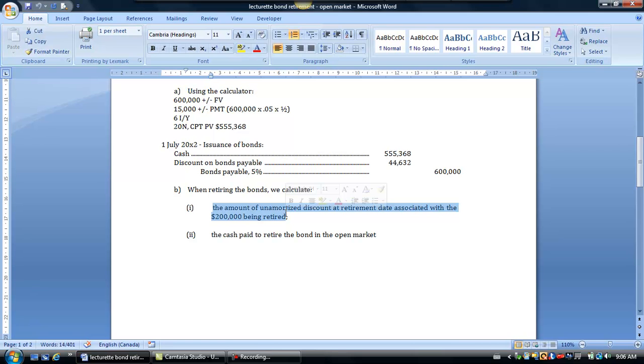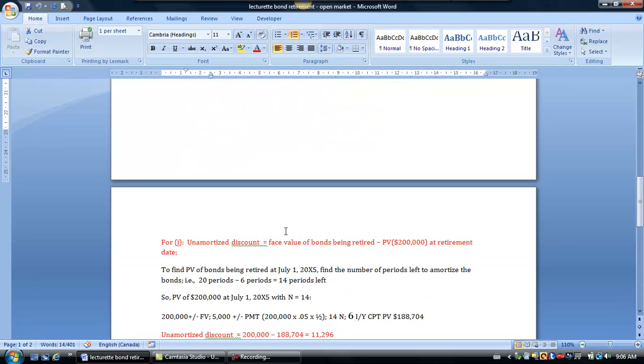And then I have to record the amount that I'm going to credit cash by. As a result, when I calculate those three things, I'm going to have a gain or a loss on the bond retirement, and I calculate that by plugging it. So with those facts in mind, let's go ahead and see how we would calculate this.